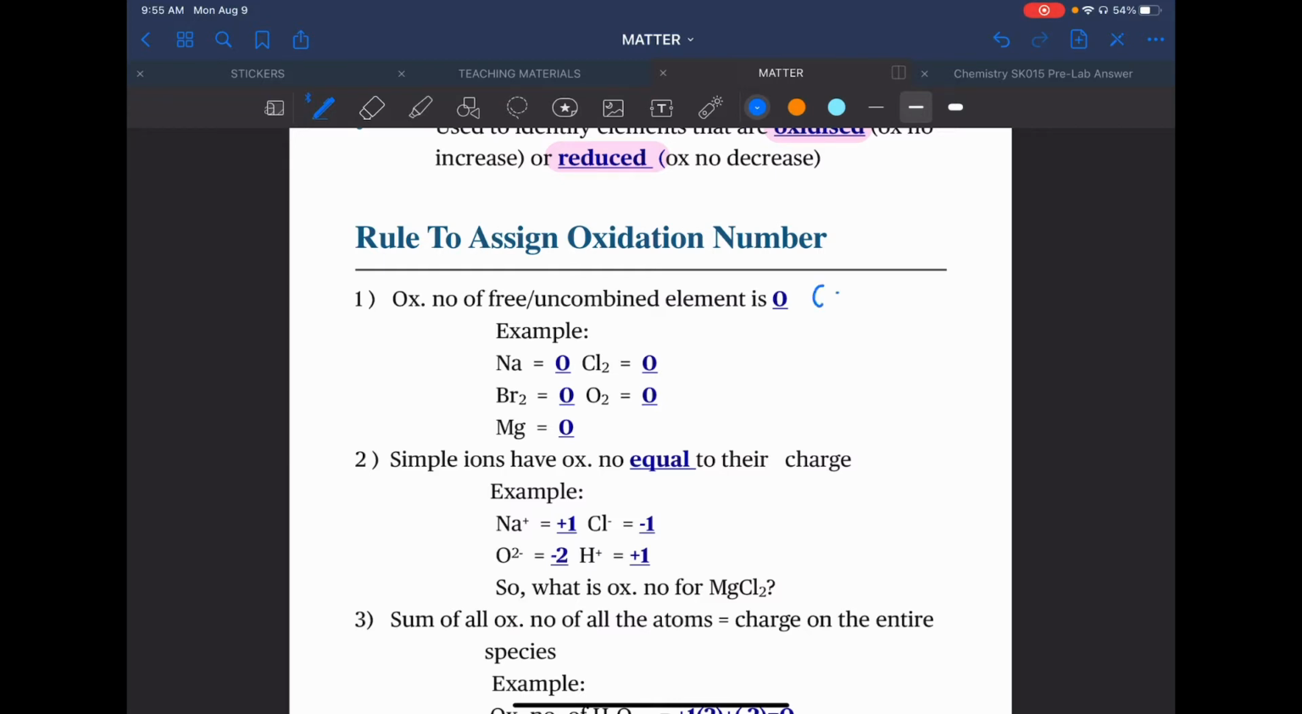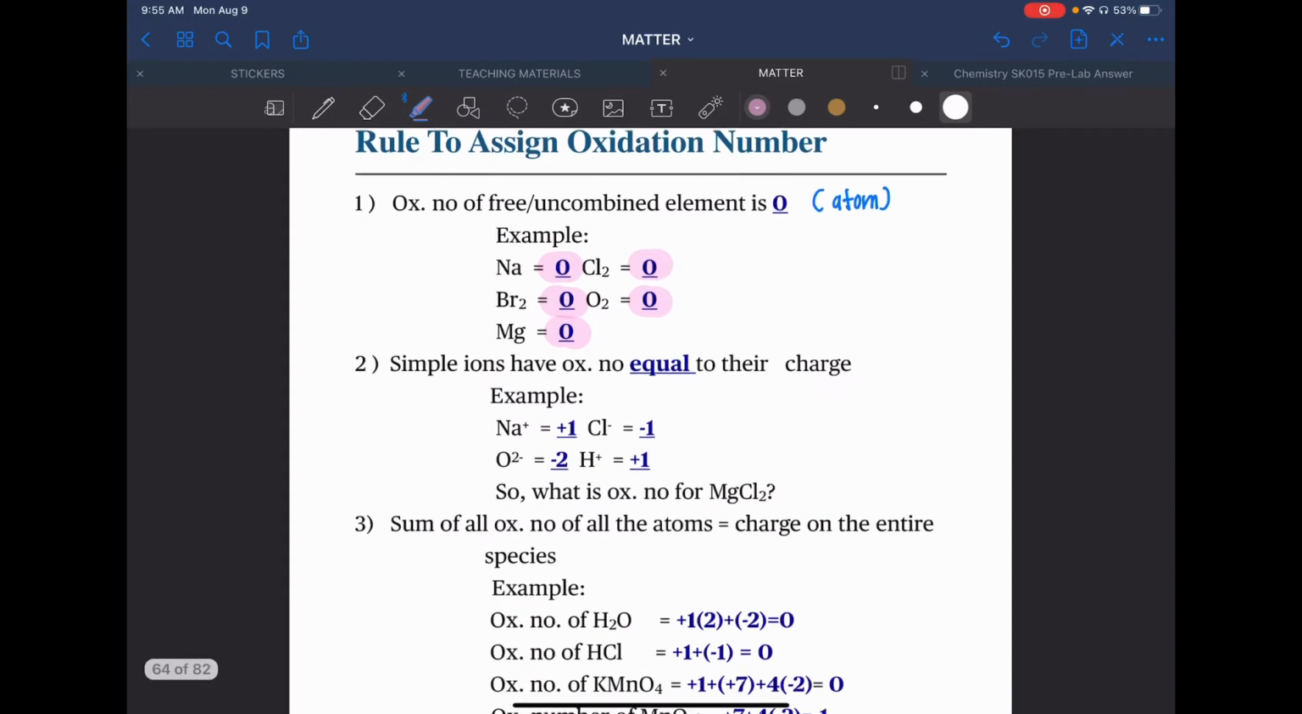Okay, is 0. For example, sodium atom, oxidation number 0. Bromine molecule, the oxidation number is 0. Why? Because the element, walaupun atom dia ada dua, Br, but it consists of the same element. So basically, kita panggil uncombined element. So we have magnesium atom, chlorine molecule, oxygen molecule. So basically, if your atom is neutral and you have an element, the oxidation number is 0.